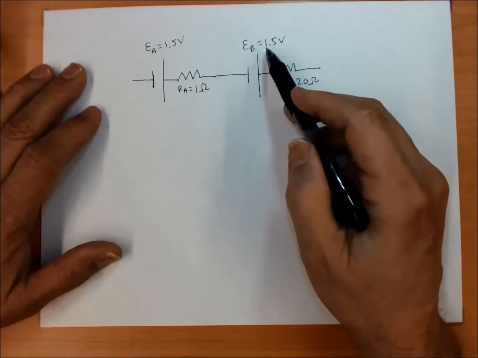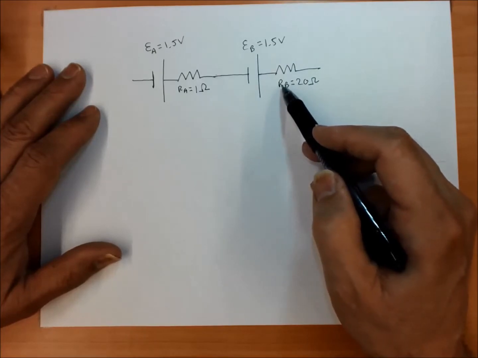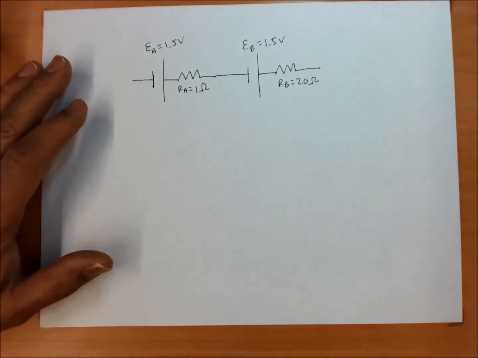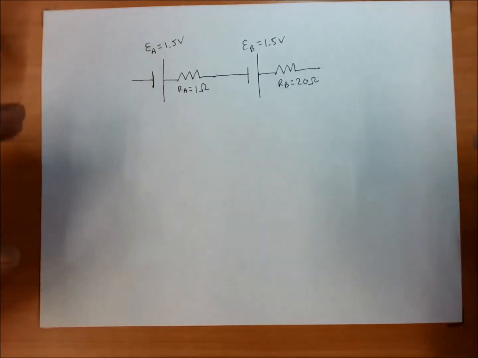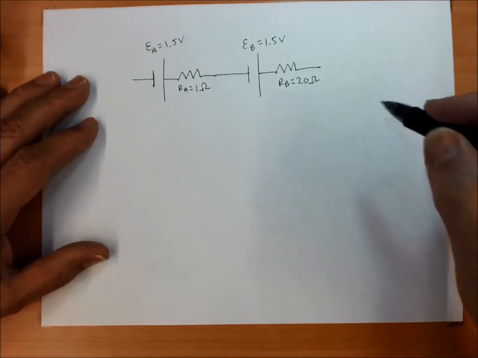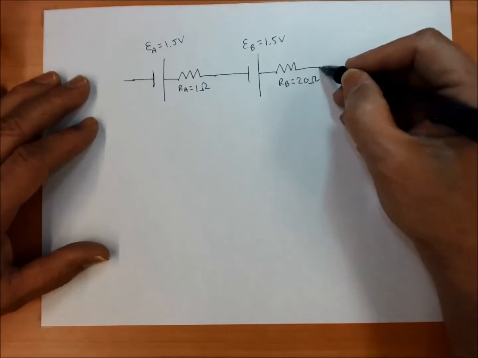Notice the EMF hasn't changed very much, even though it's an old battery. A battery to its dying day will have about the same EMF as it has when it's brand new, because there's just less chemicals to react, but it still has the same electromotive force. It's this resistance that increases as a battery ages.